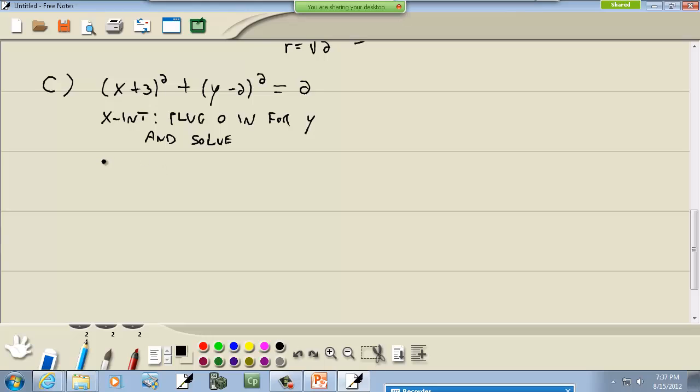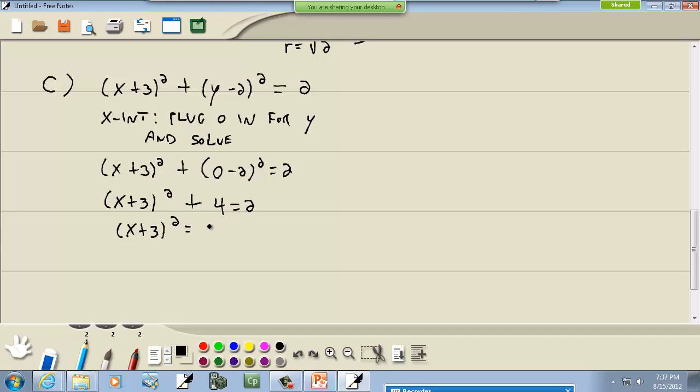Okay, so I got x plus 3 squared plus 0 minus 2 squared equals 2. We got x plus 3 squared plus 0 minus 2 is negative 2, and negative 2 squared gives us 4, equals 2. And we got x plus 3 squared equals, take the 4 over. We're going to use the square root property, so you have to get the part that's squared by itself, which gives us negative 2. Now what the square root property says, and this is good for a refresher, is you drop your squared and you put a plus or minus square root around the other side.